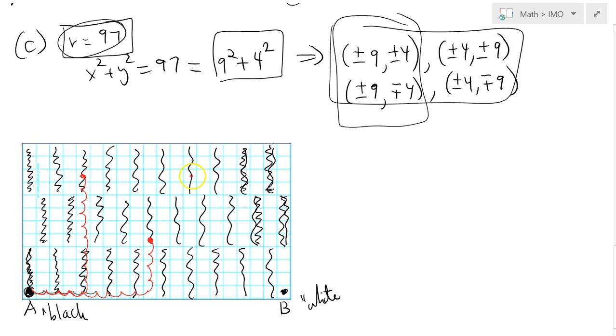If we were on any other black square and we decided to go 9 to the left, and then 4 down, again the same thing happens. Or if we started again here and went 4 to the left, and then 9, again it's a black. So you start at a black, you always end up at a black using any of these vectors.